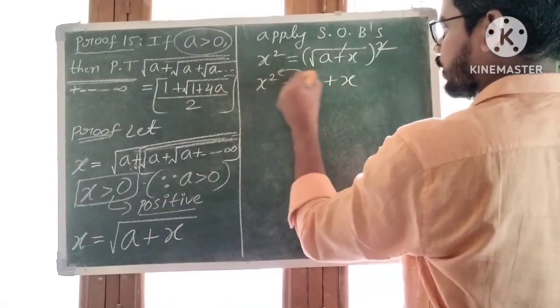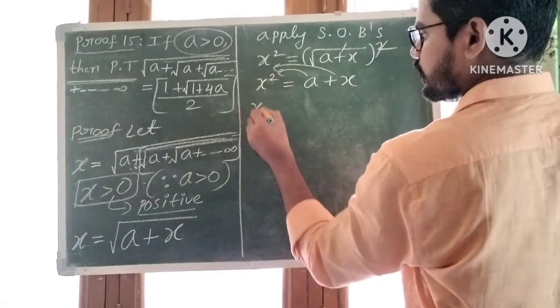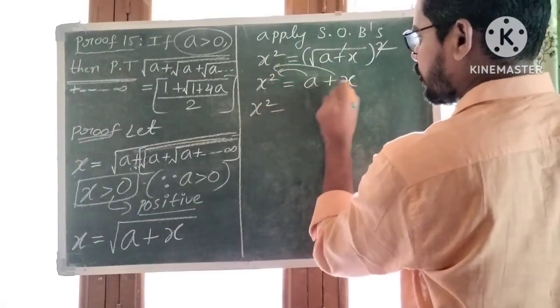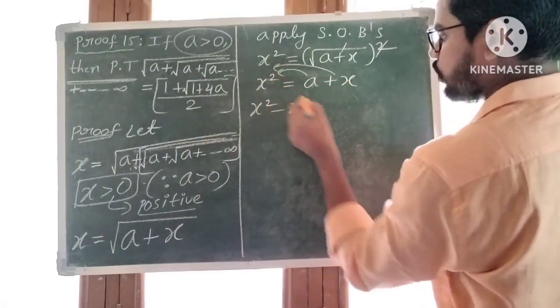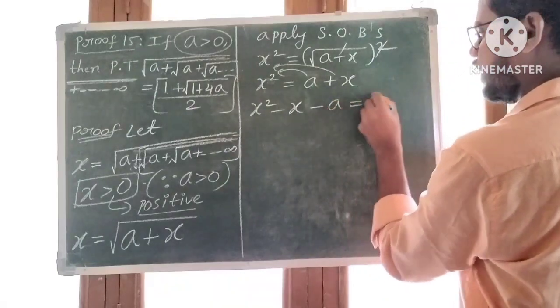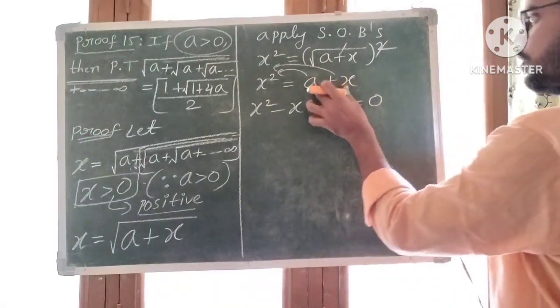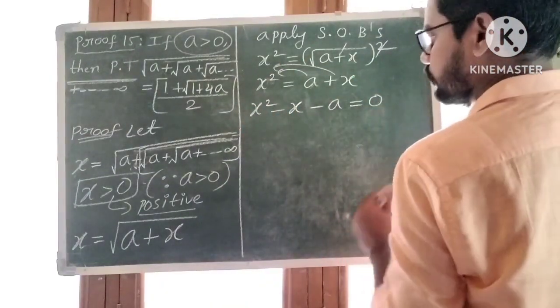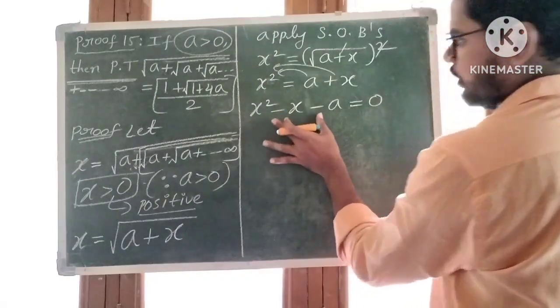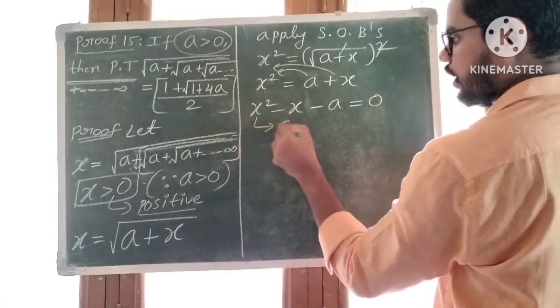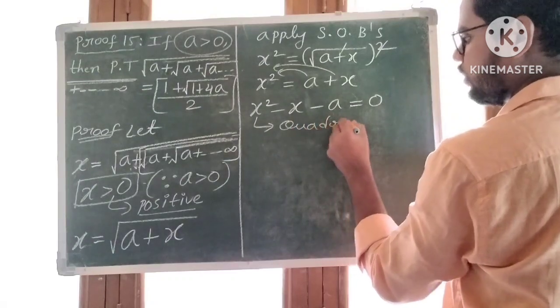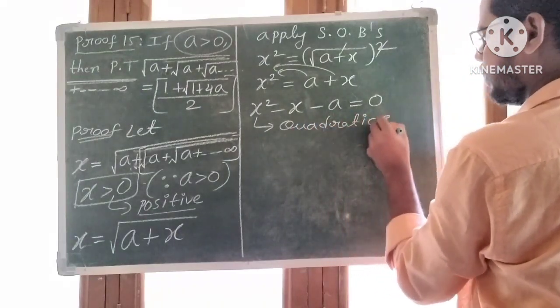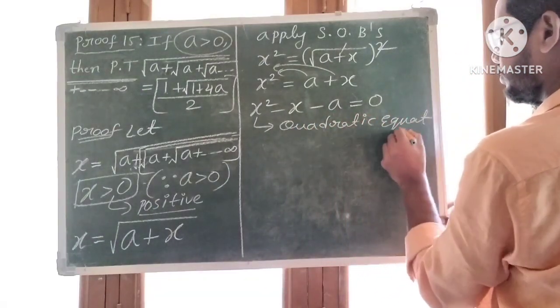Now transpose a and x. x square, positive a becomes negative a, positive x becomes negative x. So on the RHS side you will get 0. Both the terms are transposed, so you will get 0. Now observe this equation, and this is a quadratic equation, because the highest power of the variable is 2.